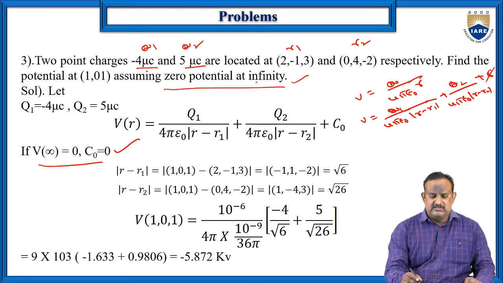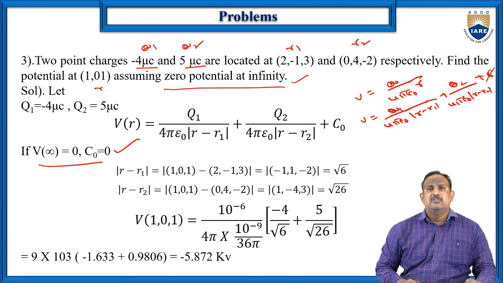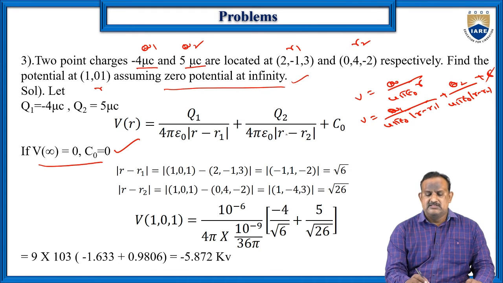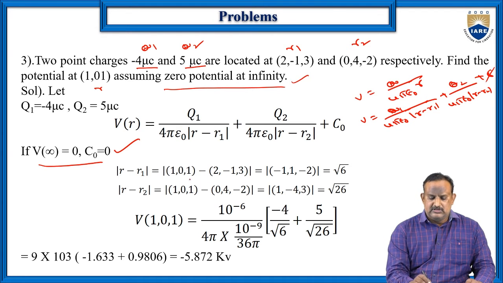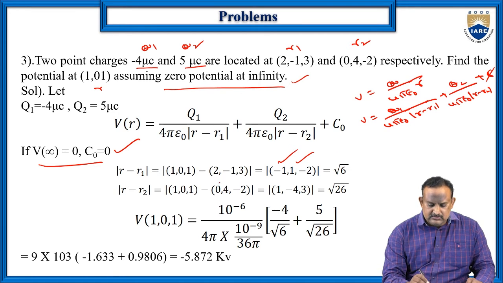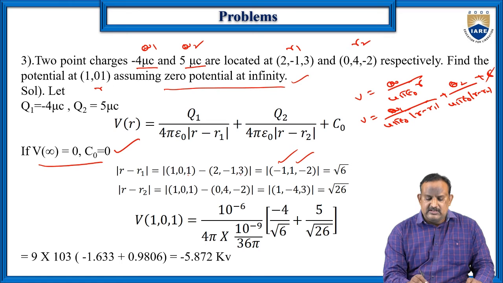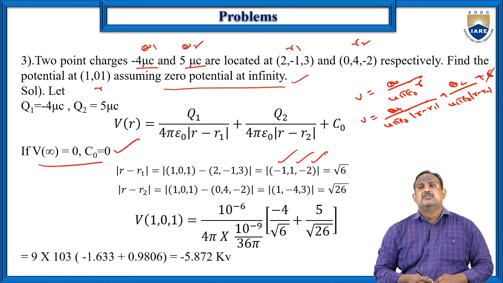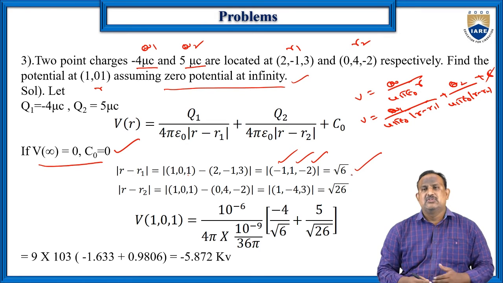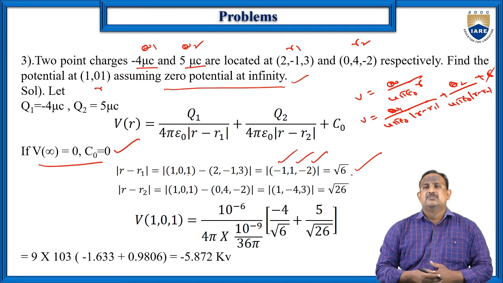R minus R1: R is (1, 0, 1) minus R1, which is (2, -1, 3). If you subtract these two, it is 1 minus 2, which is -1; 0 minus of minus 1, which is plus 1; 1 minus 3, which is minus 2. If you find the magnitude, it is root of 1 square plus 1 square plus 2 square, so it is root 6.